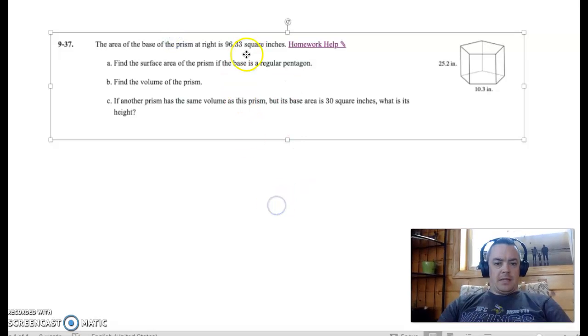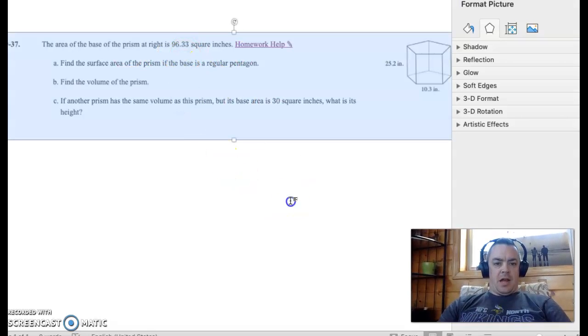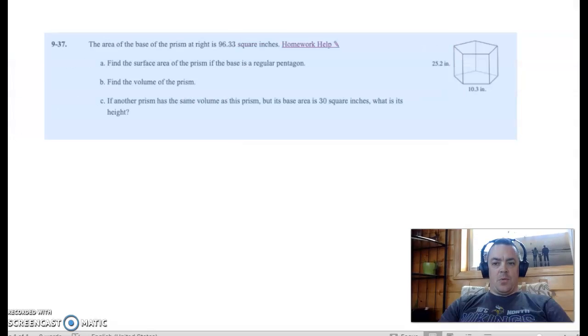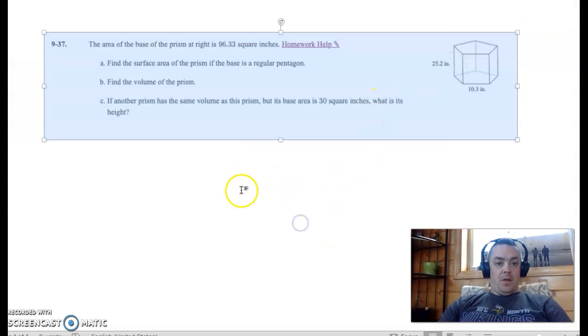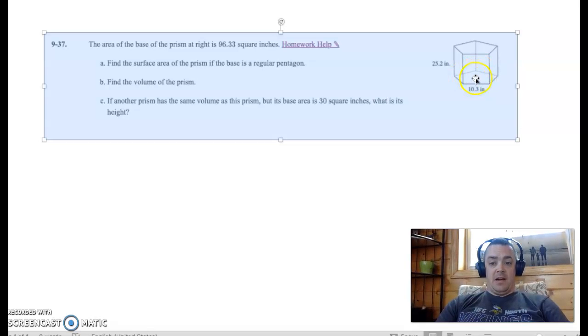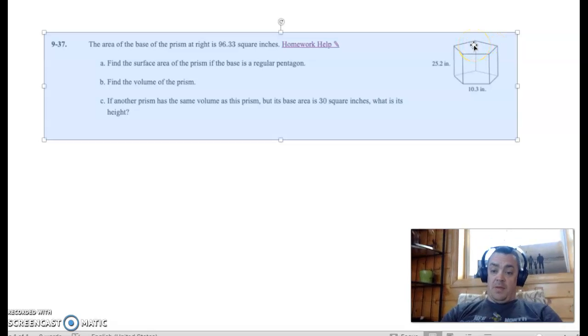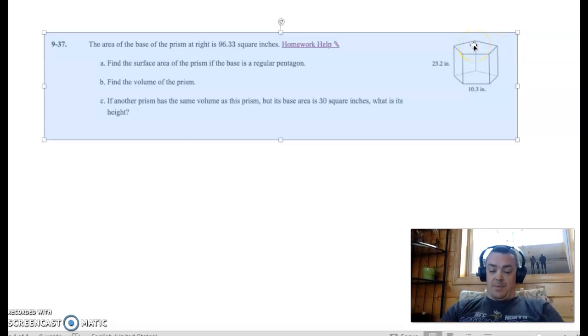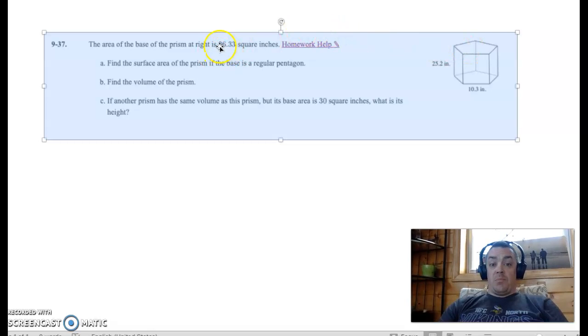So if we look at this, right here it says the area of the base. So we already know that our area of that pentagon on the bottom is already 96.33 square inches. So we know that the bottom of this pentagon and its matching top, because it's a prism, they're going to have matching bases, right, on the top and the bottom. Those are both 96.33 square inches.